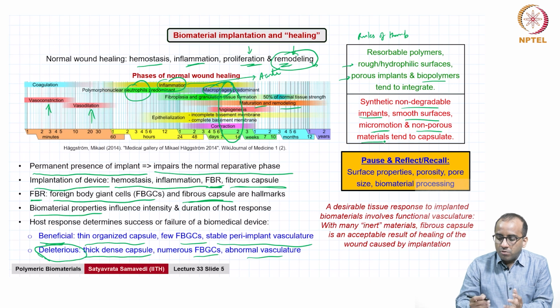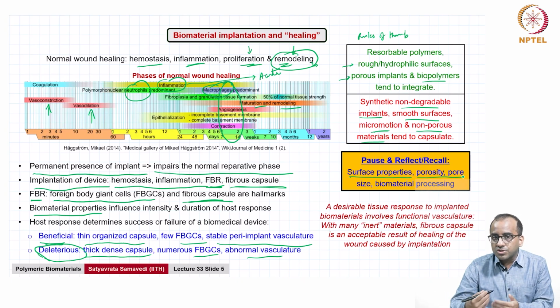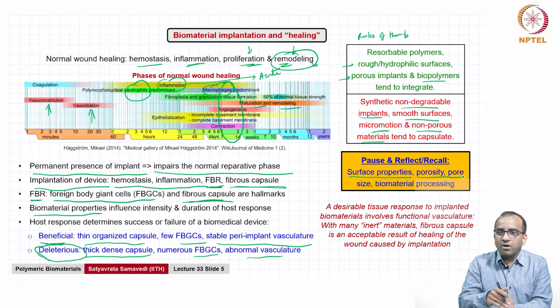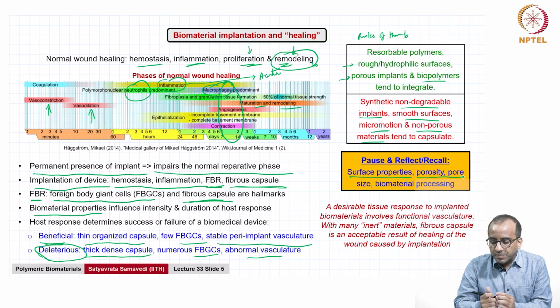And now would be a good time to pause and reflect and recall that these are all aspects that we have seen throughout this course, right from surface properties to microstructure, porosity, pore size, biomaterial processing, and how all of these are connected to scaffold formation. So all of these things we have seen in quite some detail from a biomaterial perspective. Now we are just connecting that to the performance of the biomaterial in a host.